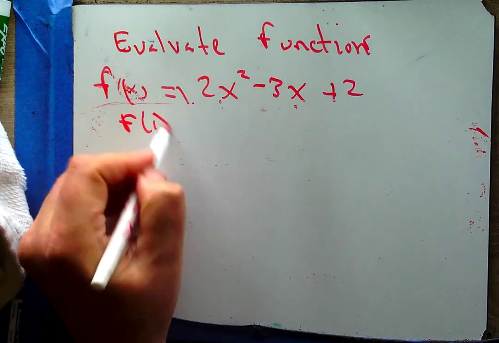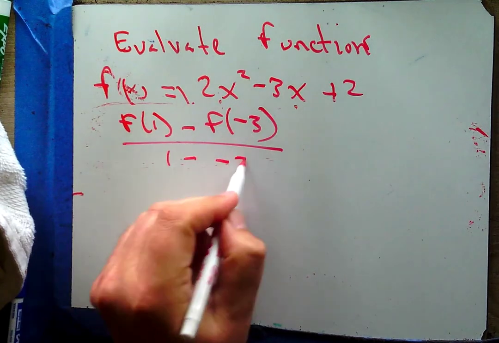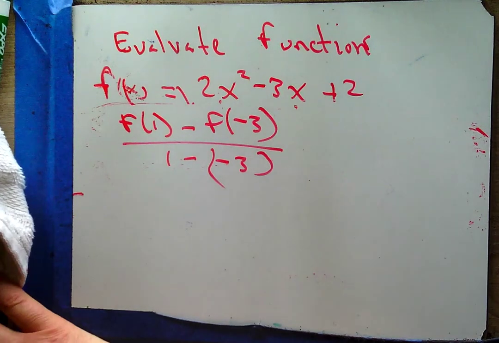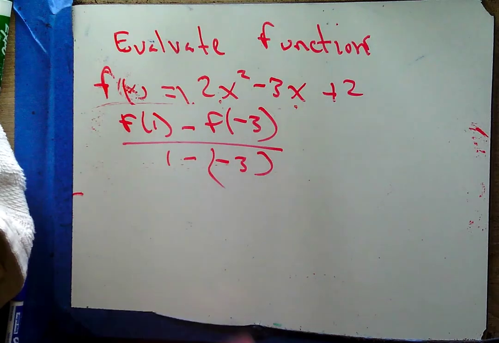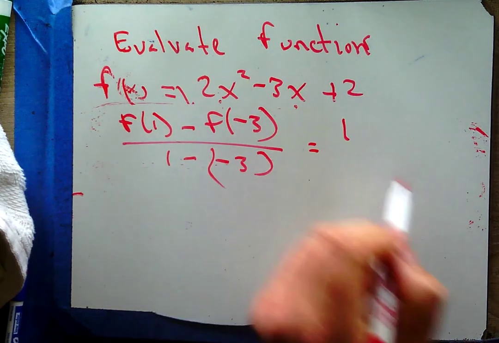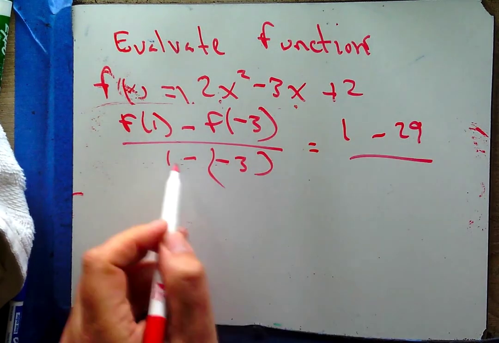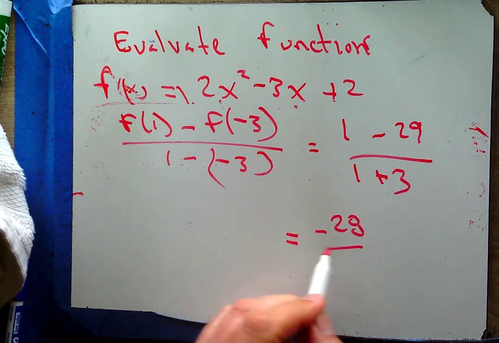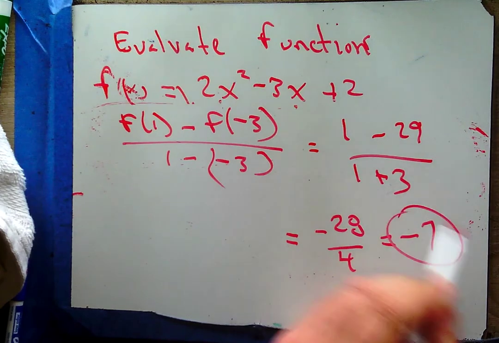f of 1 minus f of negative 3 over 1 minus negative 3. Hey, and by the way, while you're evaluating that expression with our f of x, will you please tell me what that represents? All right, so f of 1 was 1, f of negative 3 was 29, and we have 1 plus 3. So I get negative 28 over 4, or negative 7. Yeah, so what is negative 7 in this problem?